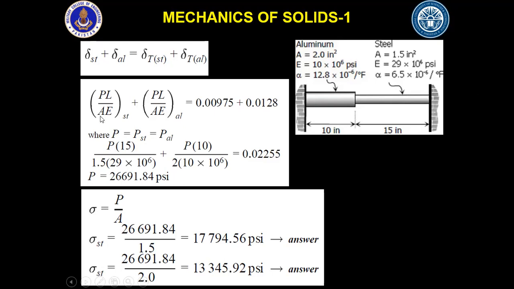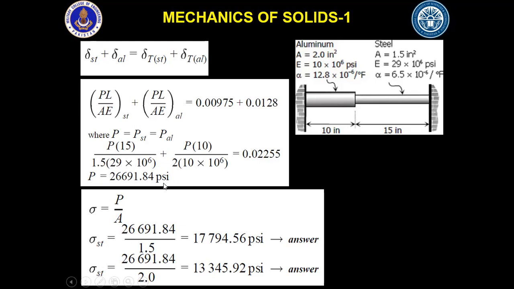Now we solve for the given P. So P multiplied by L. What is L in case of steel? It is 15, divided by AE. A is how much? 1.5 square inches multiplied by E, 29 times 10 to the power 6. Similarly, we solve for P of aluminium, and then we add both of these. So we find out the force that is going through both of these rods is how much? 26,691.8 pounds. It is not going to be psi.